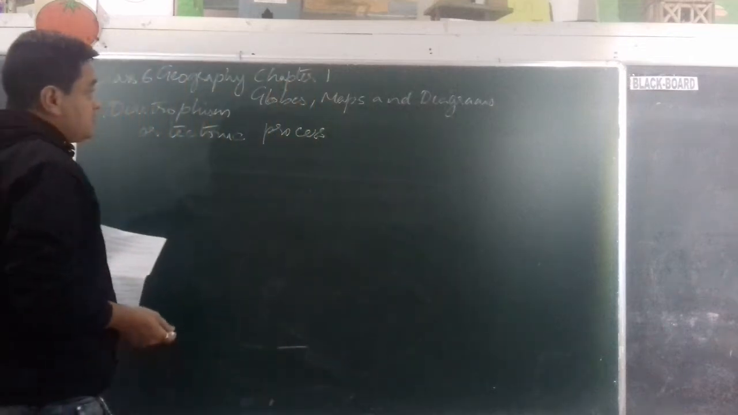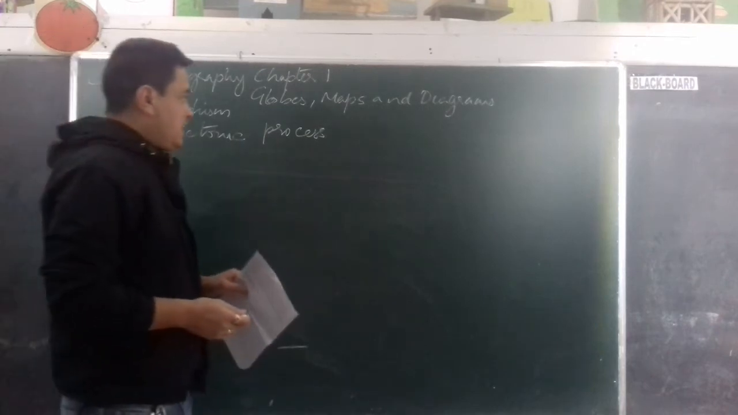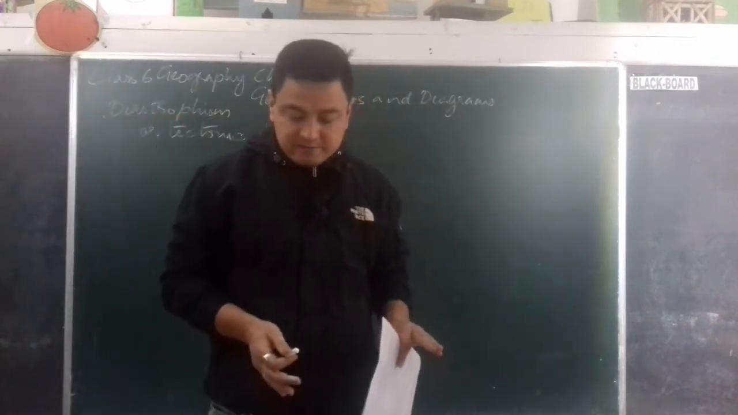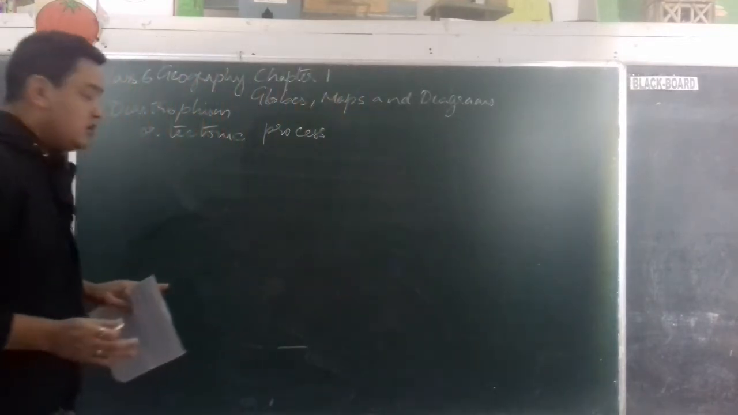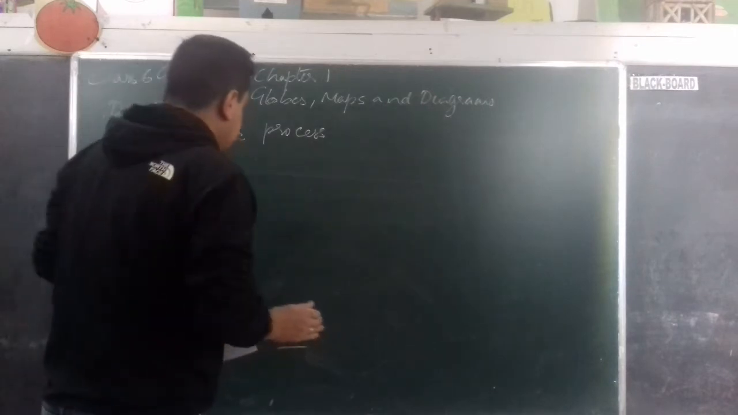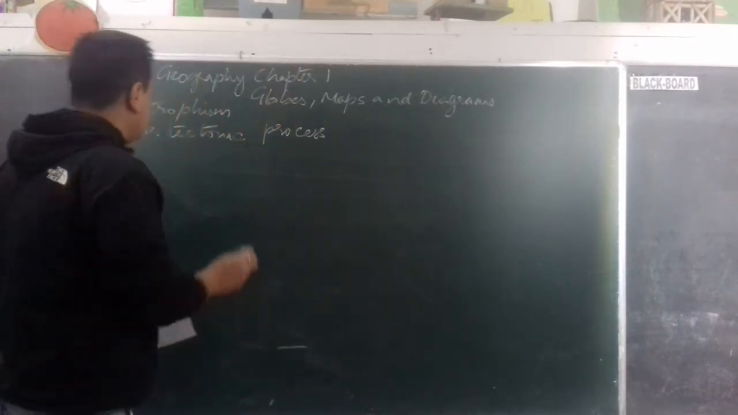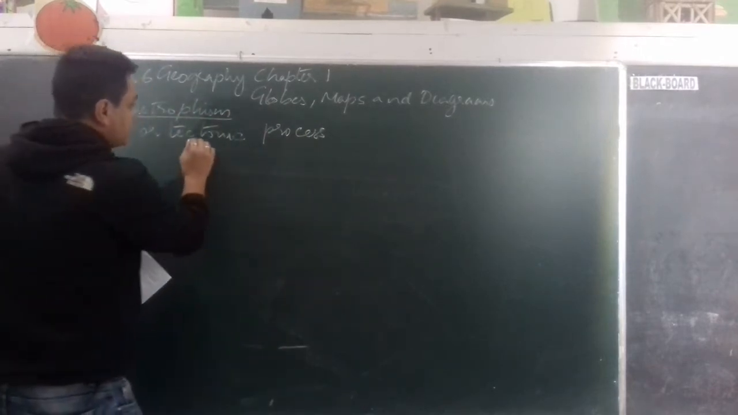This is a continuation of chapter 1, Global Mass and Diagrams, and today for class 6 geography I'm doing the topic diagrams, that is, representation of folded and faulted landforms. So why does the shape of the landform differ in different places? This is due to a process called diastrophism, that is, tectonic processes.